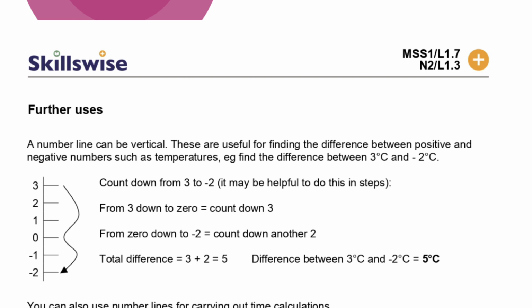Count down from 3 to minus 2. From 3 to 0, count 3. From 0 to minus 2, count another 2. Total difference is 3 plus 2 equals 5. The difference between 3 degrees Celsius and minus 2 degrees Celsius is 5 degrees Celsius. In this way, the integer number line is useful in practical calculations.